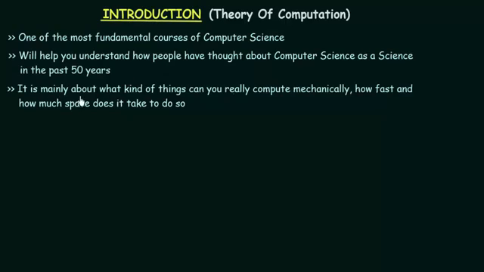So this subject is mainly about what kind of things you can really compute mechanically, how fast you can do it, and how much space it takes to do so. We know that in computer science there are certain kinds of problems that a computer can solve, and also certain things that a computer cannot solve. We shall be seeing all these in this subject. Let us leave the two points of speed and space for a while and focus on what kind of things you can really compute mechanically.